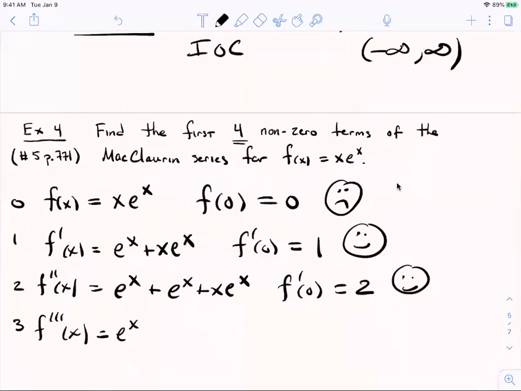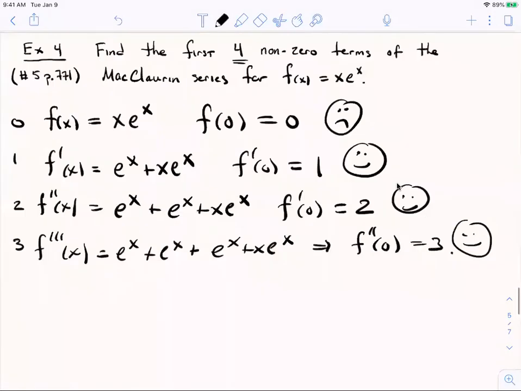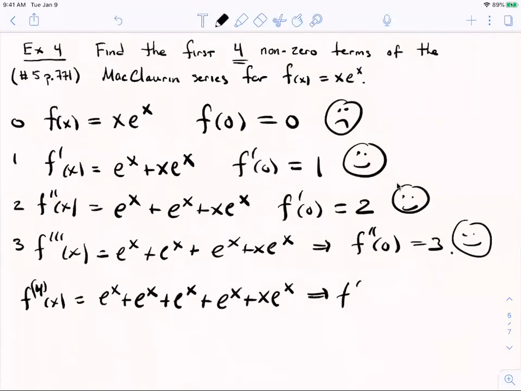So the third derivative is e to the x plus e to the x plus e to the x plus x e to the x. You probably can see a pattern here. It's nothing wrong with it, but I don't need to. You plug that in and you end up getting 3. Okay, that's not 0. Fourth derivative, well, it's e to the x plus e to the x plus e to the x plus e to the x plus x e to the x. Plug in 0 to that fourth derivative, and you get 4.